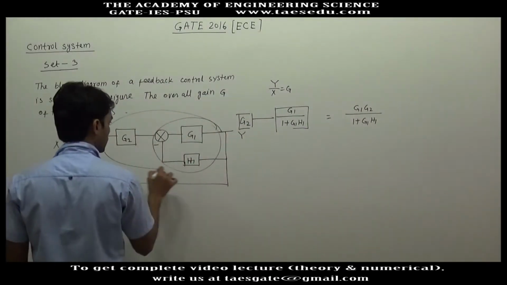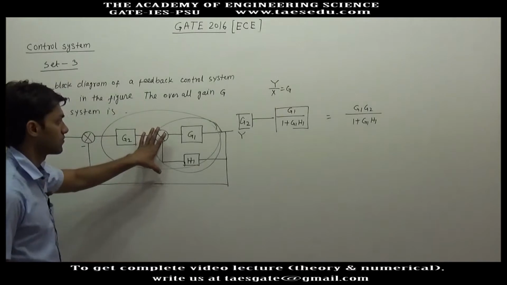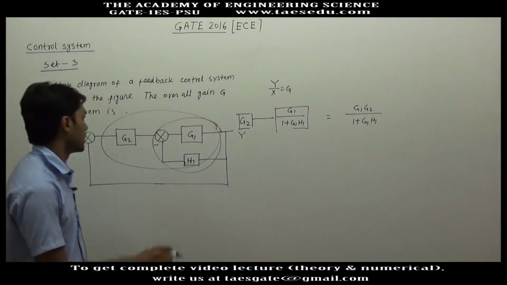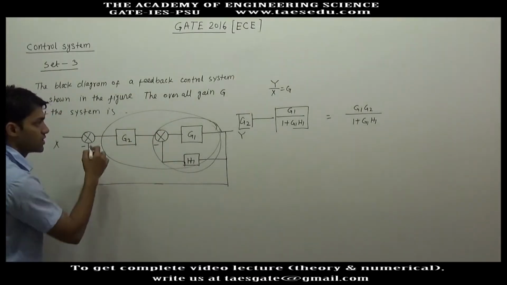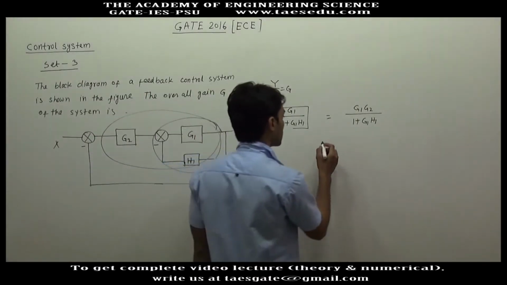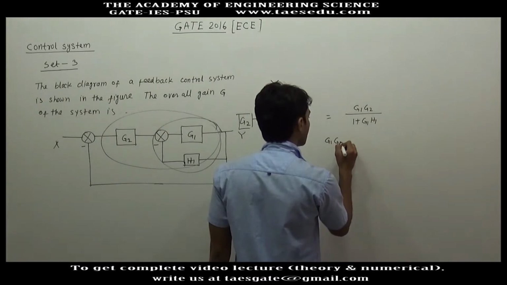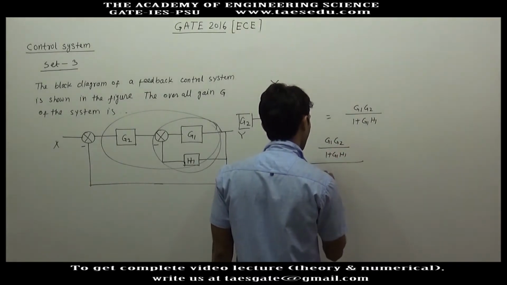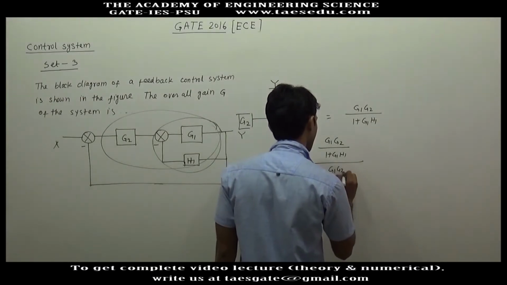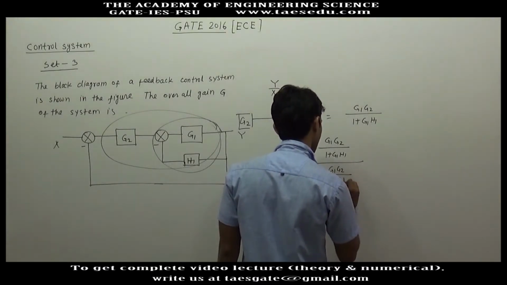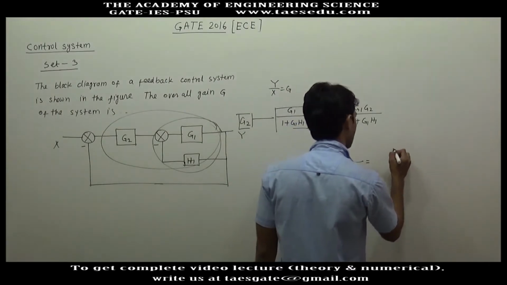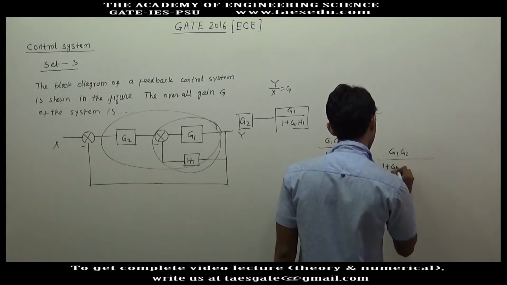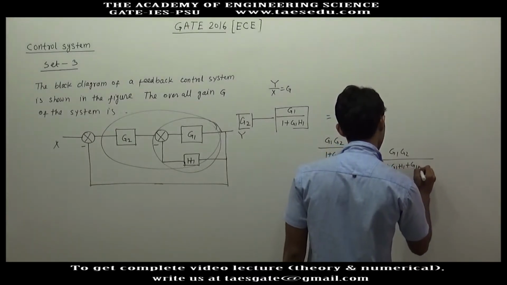For this system we have G1 G2 divided by 1 plus G1 H1, and to this system we have a unity feedback. For unity feedback the closed loop system will be G1 G2 divided by 1 plus G1 H1, divided by 1 plus G1 G2 divided by 1 plus G1 H1. This will give you G1 G2 divided by 1 plus G1 H1 plus G1 G2.